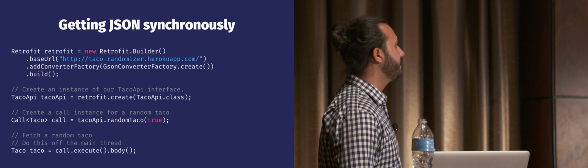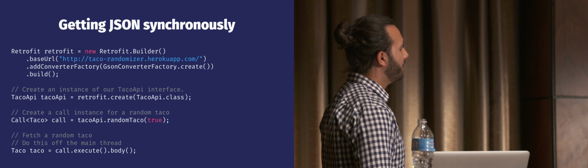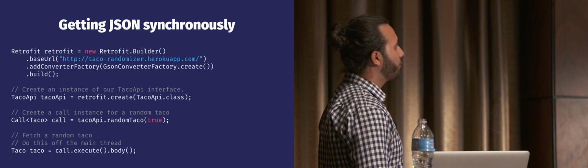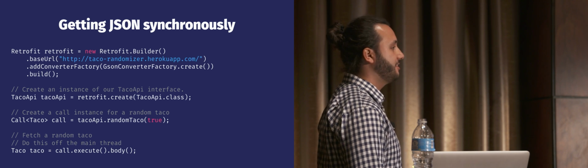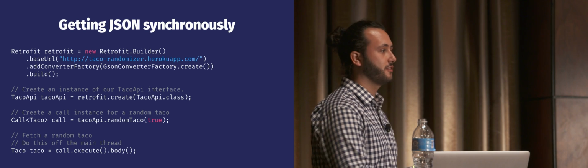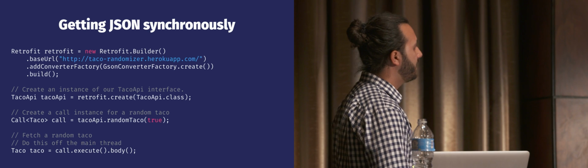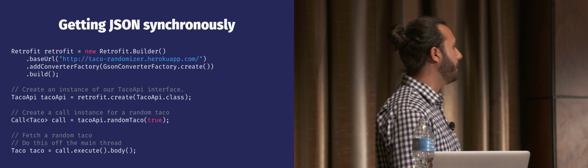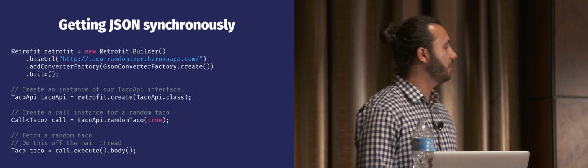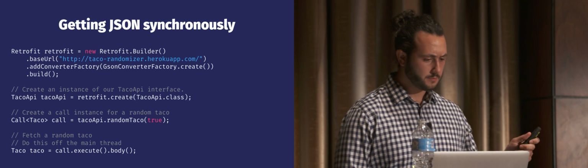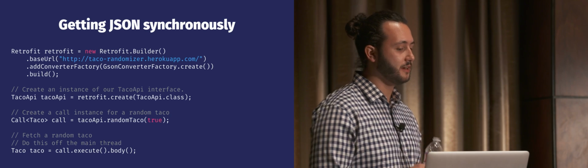So this is what it looks like to get JSON synchronously. Again, this is a real API, Taco Randomizer. What we need to do is create a new instance of Retrofit, pass in the base URL, add the JSON converter factory so that it converts from JSON to POJO and vice versa, and build. Get an instance of that Taco API, and then we can grab an instance of this call object. And this call object is something that comes from OkHttp and Retrofit.